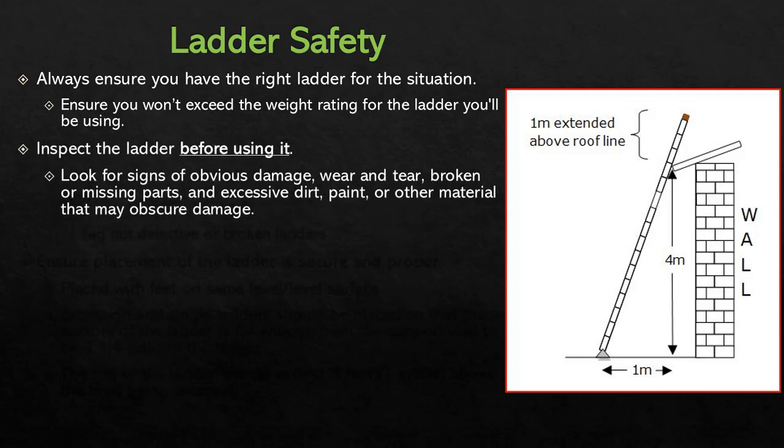Before you use a ladder, you need to inspect it. You should look for signs of obvious damage or wear and tear, broken or missing parts, and excessive dirt, paint, or other materials that may obscure damage. The biggest thing to look for is to examine the rungs. Make sure that the rungs are still firmly attached to the sides of the ladder, and that there's not twisting or any other kind of visible damage to them.